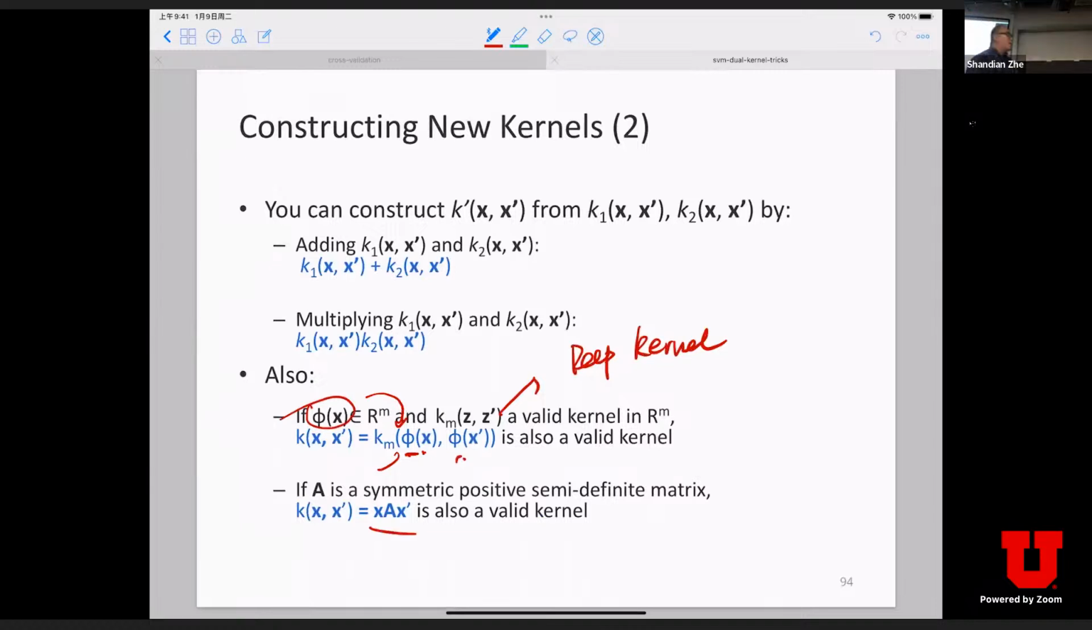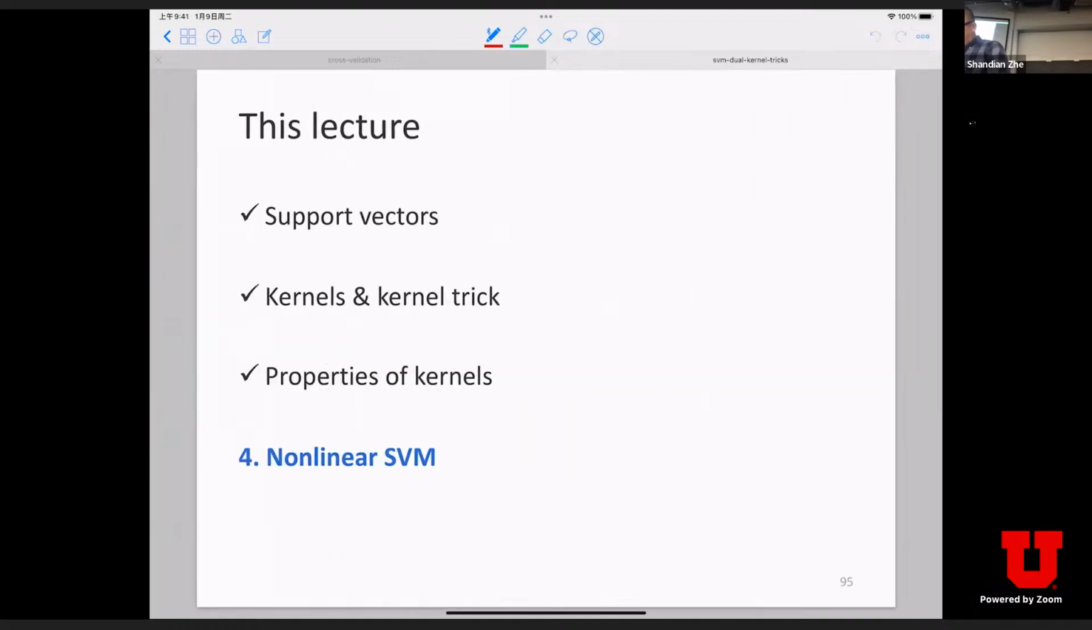And also, if you can find a symmetric positive semi-definite matrix A, then this quadratic form x transpose A x prime is also a valid kernel. Okay, so now we have finished the discussion about properties of kernels. Before we proceed, any questions?